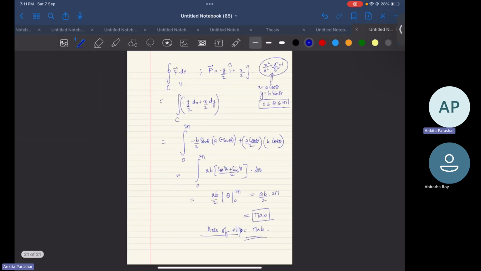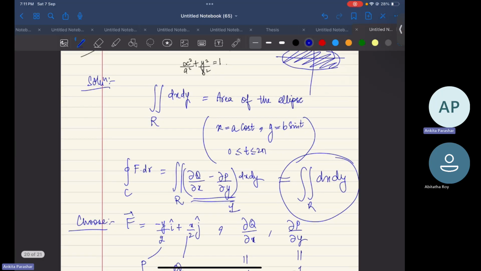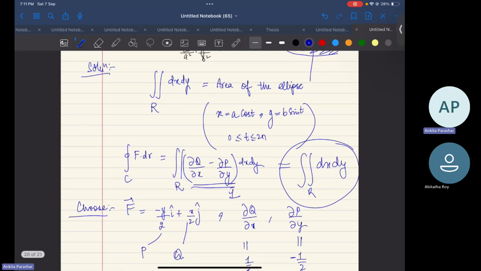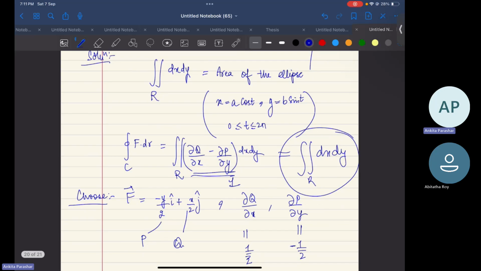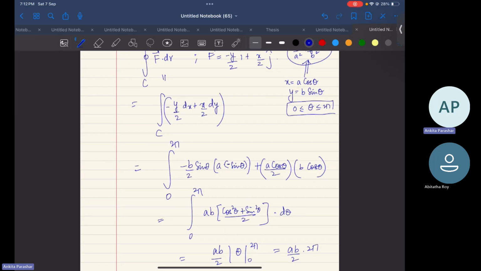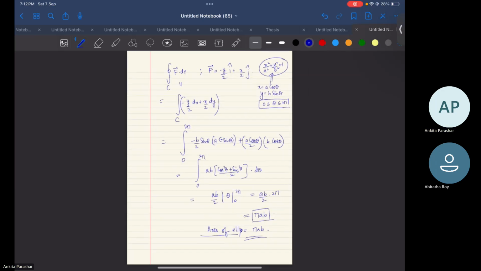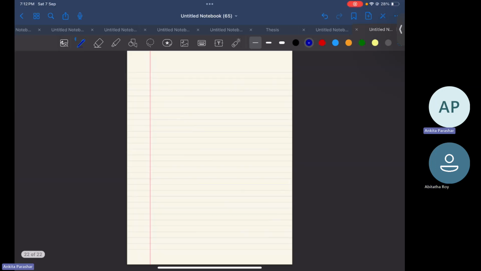Let me just say one more time. We were trying to compute the area, and the way area has been written, it has nothing to do with Green's theorem, but we found one f for which I can relate the line integral with the double integral using Green's theorem, and then we computed the line integral in order to compute the area of the ellipse. So it's like going backwards. All right, so far so fine.